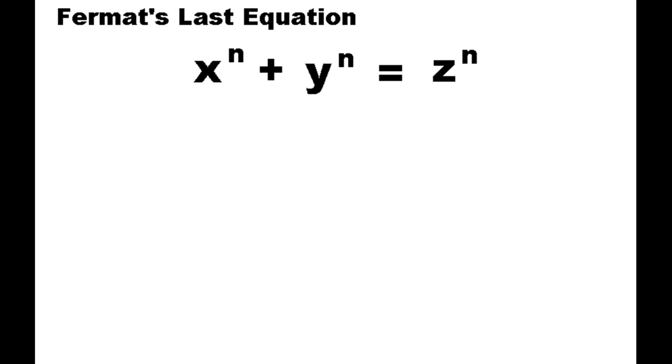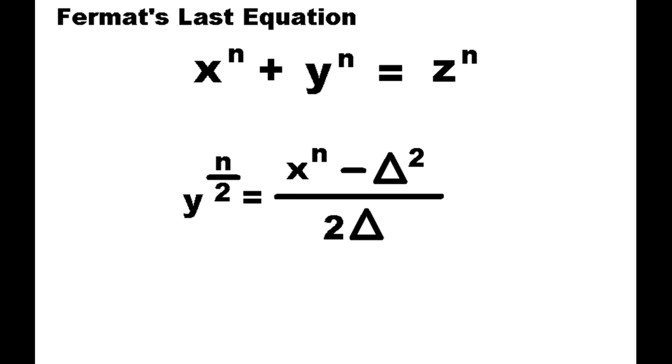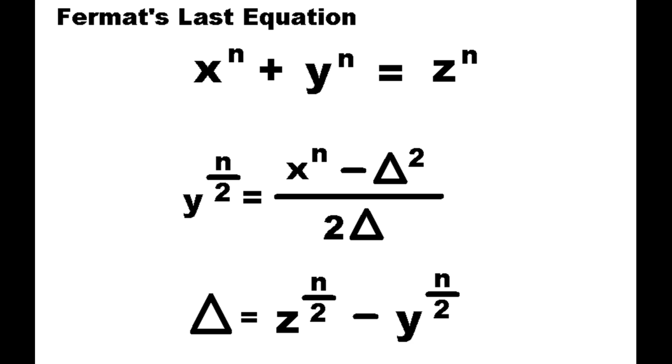Now, some of you might be wondering how this relates to Fermat's last equation. So x to the nth plus y to the nth equals z to the nth. Well, to make this formula work, you've got to do some funky stuff. So you take y, and you raise that to the n over 2, and that equals z to the nth minus delta squared over 2 delta. Now, delta also has to change. Unfortunately, it's no longer the distance between z and y, it's now the distance between z raised to the n over 2 and y raised to the n over 2.